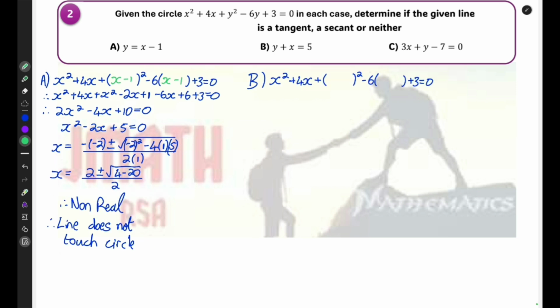Question B, I would just follow exactly the same steps. The first thing I'm going to do is just get y alone in this case, and that would just be 5 minus x. And then I'm just going to sub that into the y values of the circle. So there's a 5 minus x, and there's a 5 minus x. Now I'm going to FOIL out, get a trinomial, and try to solve the trinomial.